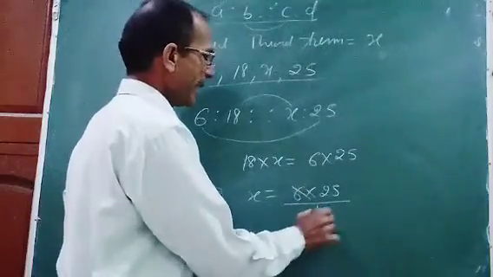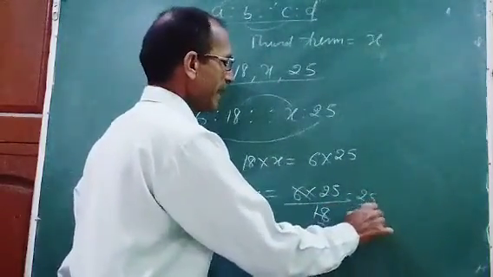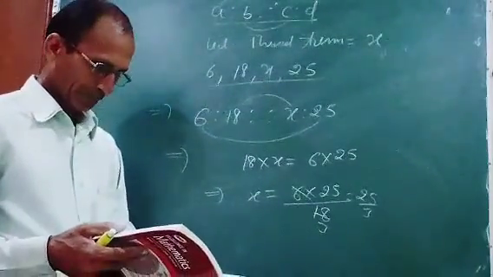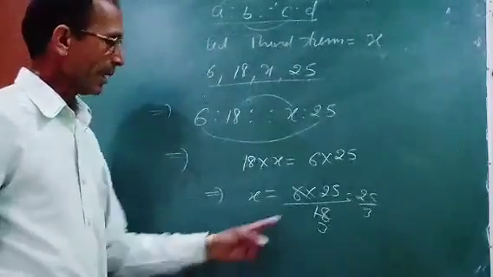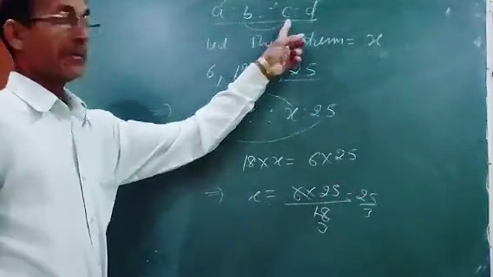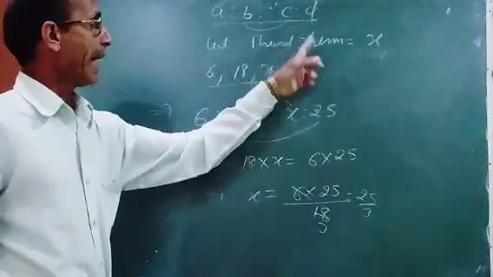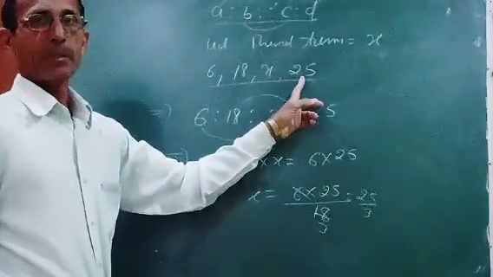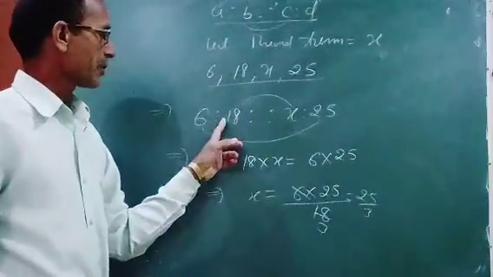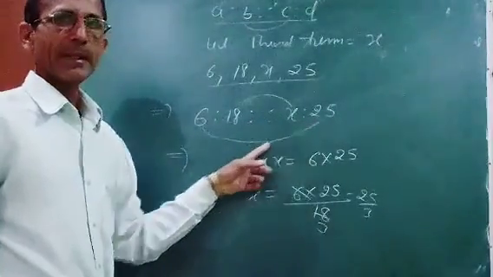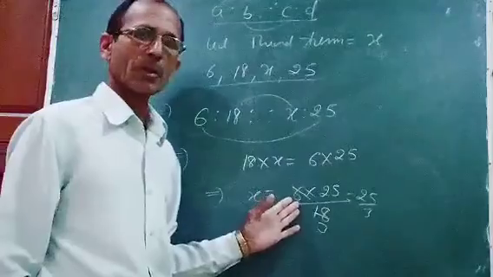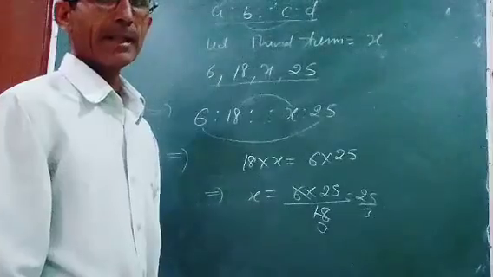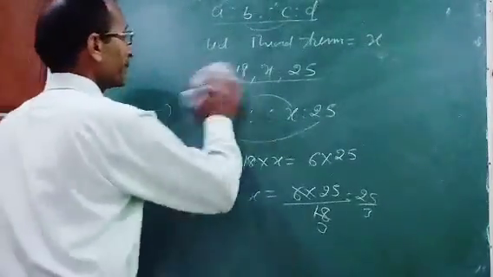Six threes are 18, so x is 25 by 3. This is the third term, so option D is right. Understood? Because the third term is not given, I assumed it to be x. The first is 6, the second is 18, the third is x, and the fourth is 25. So 6 is to 18 as x is to 25. The product of extremes is equal to the product of means, so it will be 25 by 3. Is it clear? Yes. Now next question.